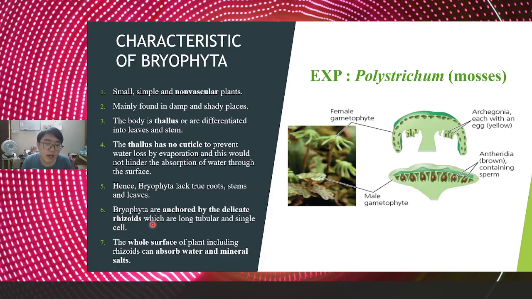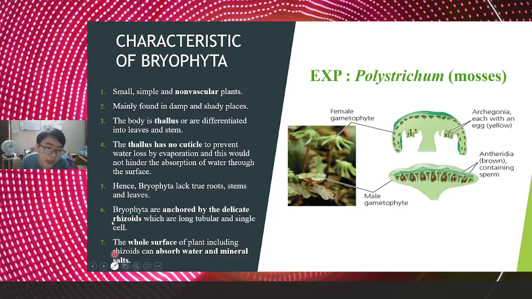So Bryophytes are anchored by delicate rhizoids, which are long, tubular and single cells. Rhizoids are like roots. Their function is like the roots of a plant. Because if you know plants, you need to support the plant. For a flowering plant, if you want to support the whole plant, which part of the plant supports it? Roots. The roots will support all of the plant.